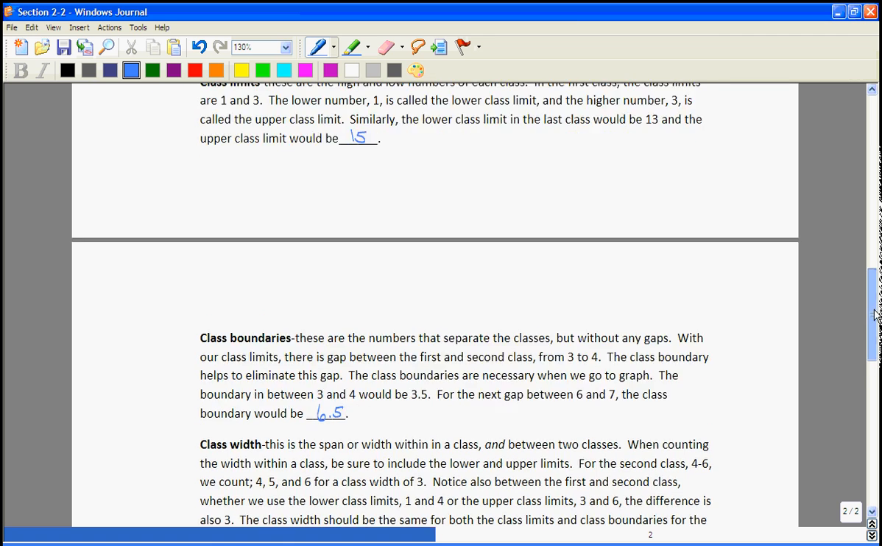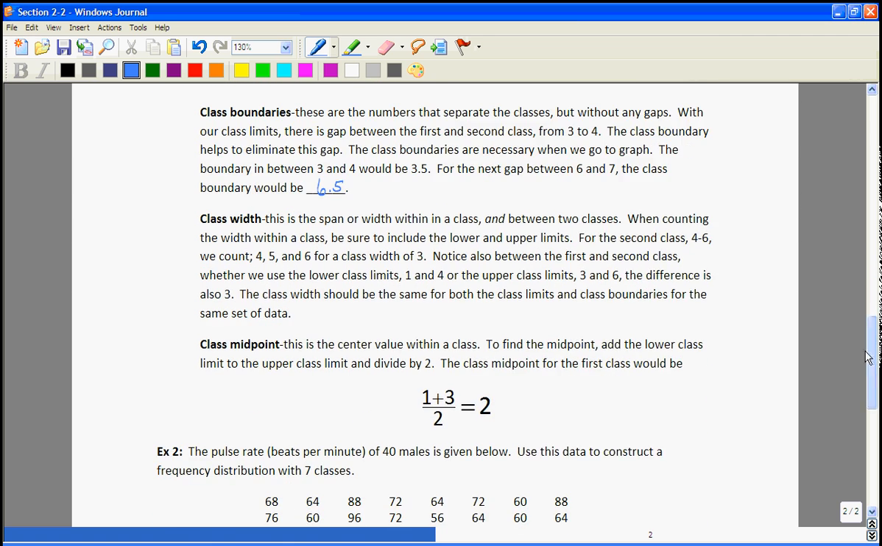Okay, so we've talked about class limits and class boundaries, then we have the class width. And this is the span or width within a class, and it also happens to be the width between two classes. When counting the width within a class, be sure to include the lower and upper limits. So don't just subtract to get the class width. So for the second class, 4 to 6, if you were just to say, oh, well, 6 minus 4 is 2, that's not actually correct for the class width. With the class width, you want to count both the lower class limit and the upper class limit and everything in between. So for the second class, 4 to 6, we would count 4, 5, and 6, and it actually has a class width of 3, not 2.